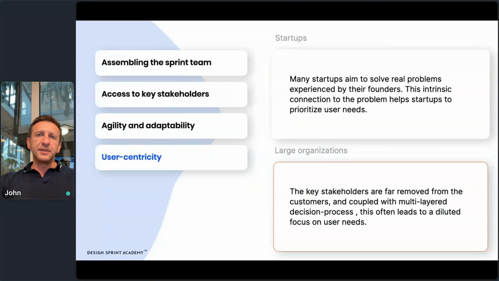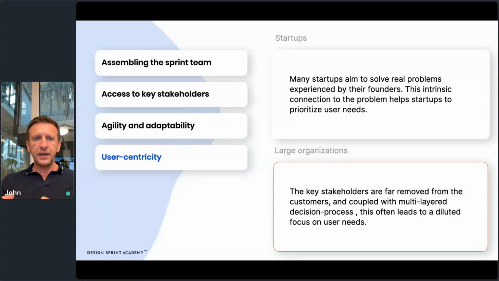Whereas in large organizations, key stakeholders are far removed from the users. Of course, there might be some who are not, but generally they are. And the higher up they are, the further they are from the customers. And that's why when they make decisions, in most instances, it is the business goals that take precedence versus the user needs.